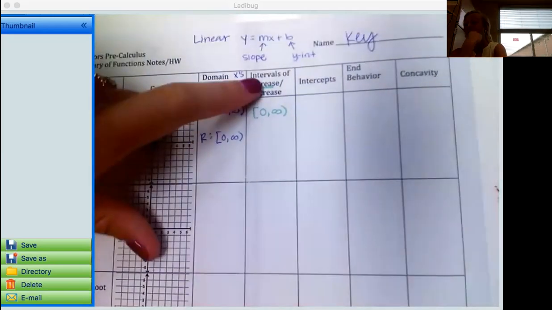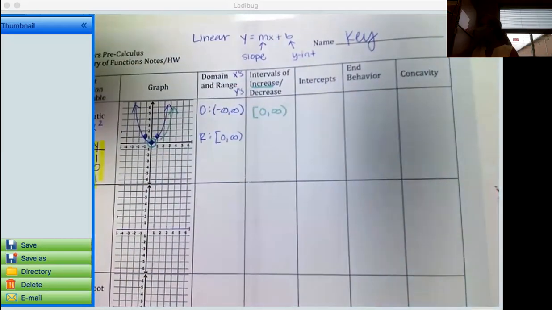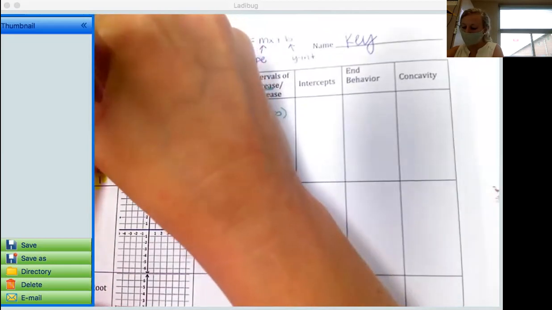So when you see increase or decrease, I'm talking about the x values. Don't give me the y's. I want the x's. When is it increasing? When is it decreasing? Does that make sense? Okay. So look at the left side of your parabola. We just said this side was going down, right?